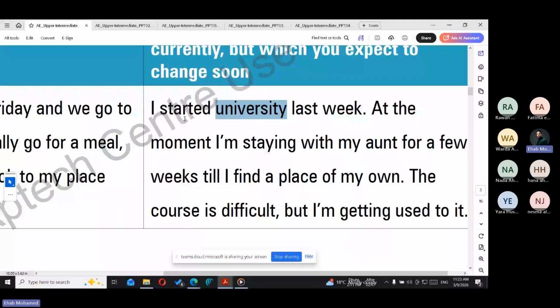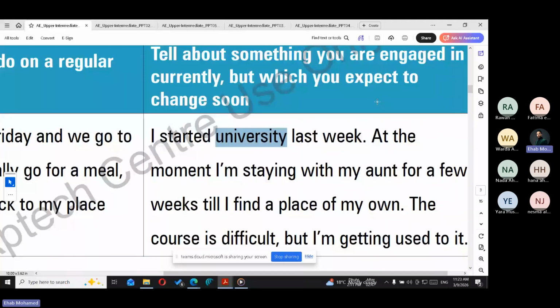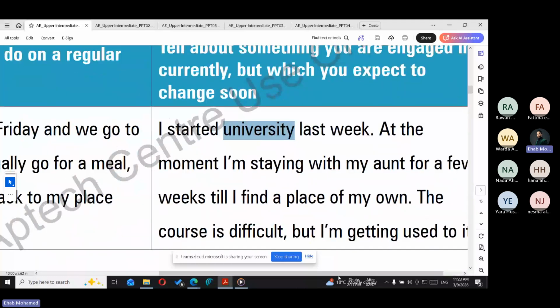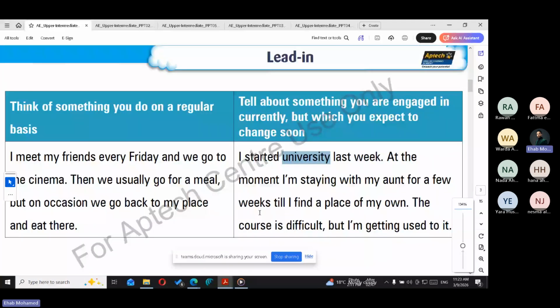بس لما أتكلم على حاجة if I'm talking about something يعني دلوقتي بيحصل at the moment. Okay? فبستخدم إيه بقى؟ Present continuous tense. So if I'm talking about something or an event that's happening now at the time of speaking, I have to use at the moment. I'm staying with my aunt for a few weeks till I find a place of my own. The course is difficult, but I'm getting used to it. Okay? يبقى we use the tense according to the usage، على حسب ظروف الإيفنت.